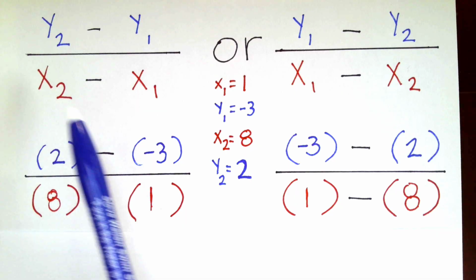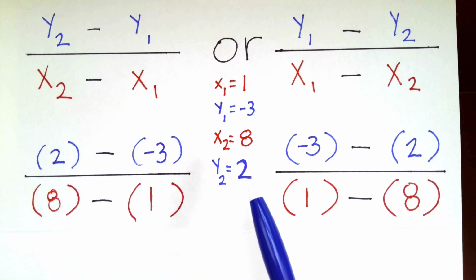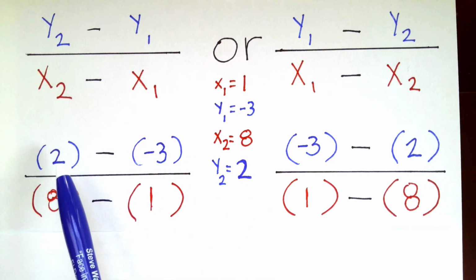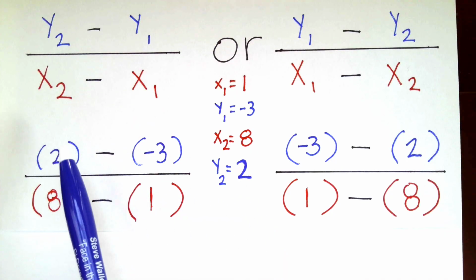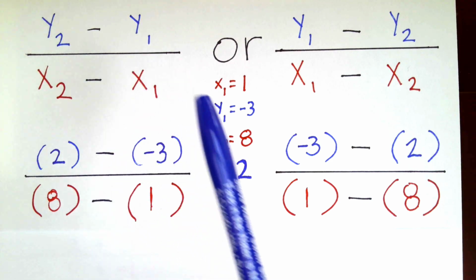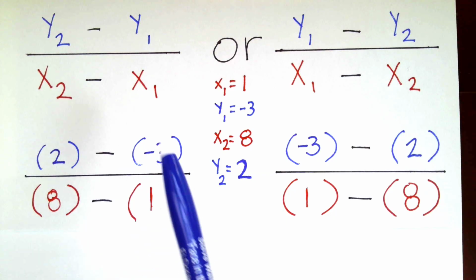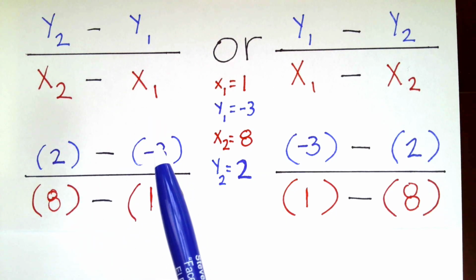Now let's just substitute the values. y2, come over here and look. y2 is a positive 2. So I'm going to substitute a positive 2 where I see y2. Rewrite the minus minus. What is my y1 value? Come over here and double check. That's a negative 3. So I'm going to put a negative 3 where I see the y1 value.